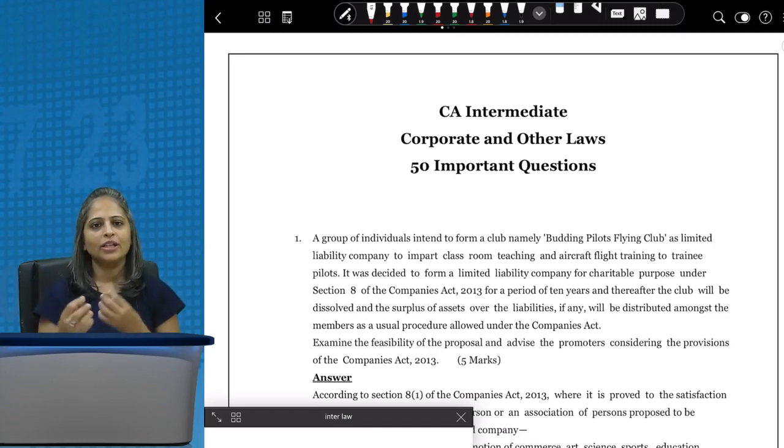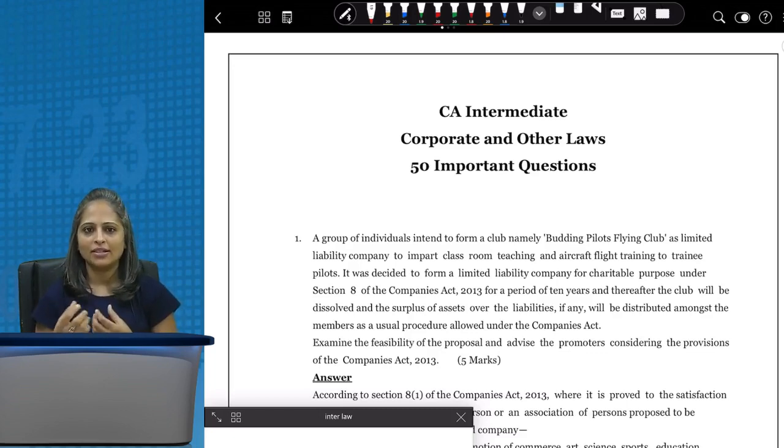So we have covered the questions from all the different acts that are applicable for your examination, and in each of those acts we have also covered all the different concepts which are there and which may be asked in your examination. So starting with the first question.